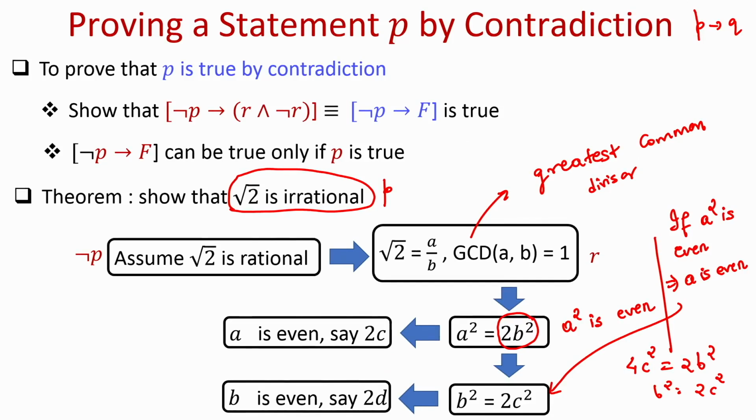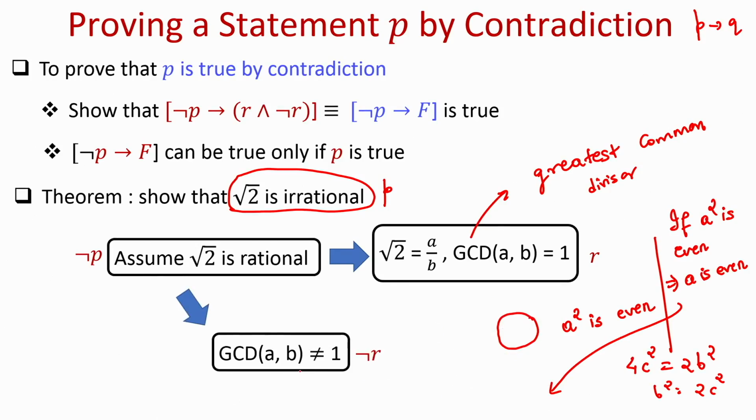But if A is 2 times C and B is 2 times D, what can you say about the GCD of A and B? The GCD of A and B will be definitely more than 1. In fact, 2 divides both A as well as B, because both A and B are even. That means I can come to the conclusion that GCD of A and B is not 1, and that is the negation of R, because R represented the statement that GCD of A and B is 1, whereas negation of R represents that GCD of A and B is not 1.